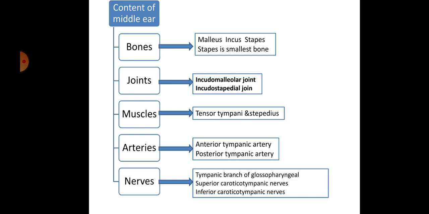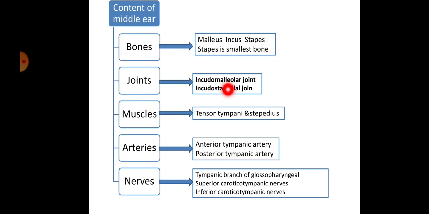Next, I have finished this outline. Then what is the content of this middle ear? The middle ear consists of 3 bones, 2 joints, 2 muscles, arteries and nerves. First, bones: three bones are present, the malleus, incus, and stapes. The stapes is the smallest bone in the body.